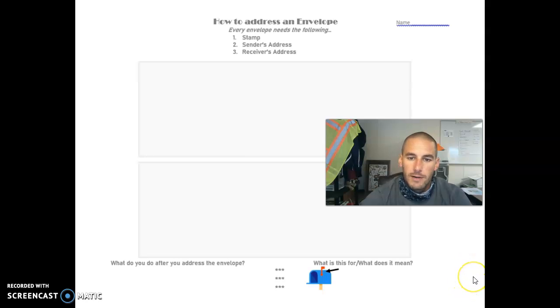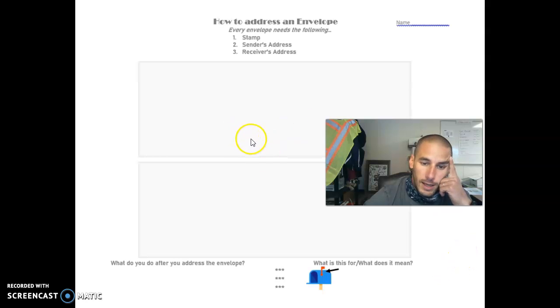So how to address an envelope. You have this on the module, you have this file, and as you're looking at it, these two outlines here are essentially two envelopes, okay? It's not a front and a back, this is one and this is another one. Now an envelope has three things on it. It has a stamp, it has the sender's address, and it has the receiver's address.